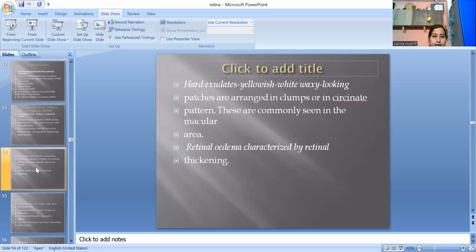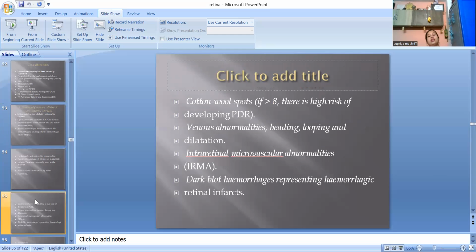So we have revised the various types. We are revising the various lesions associated with diabetic retinopathy. Cotton wool spots, I have told you, are due to ischemia of the nerve fiber layer, and other venous abnormalities like beading, looping and dilatation, and IRMA, that is intraretinal microvascular abnormalities.